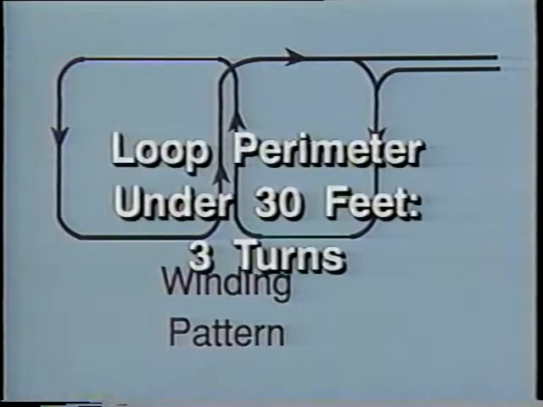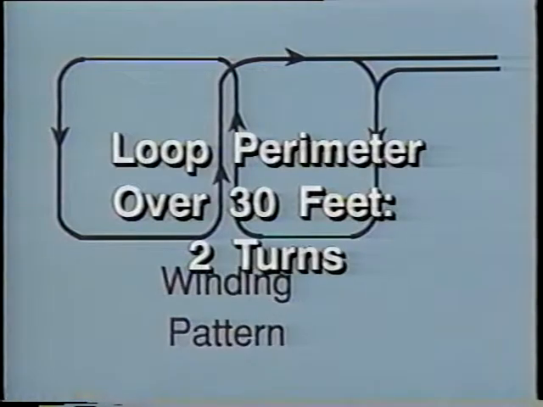If the loop perimeter is under 30 feet, use 3 turns of wire. If the loop perimeter is over 30 feet, use only 2 turns of wire.